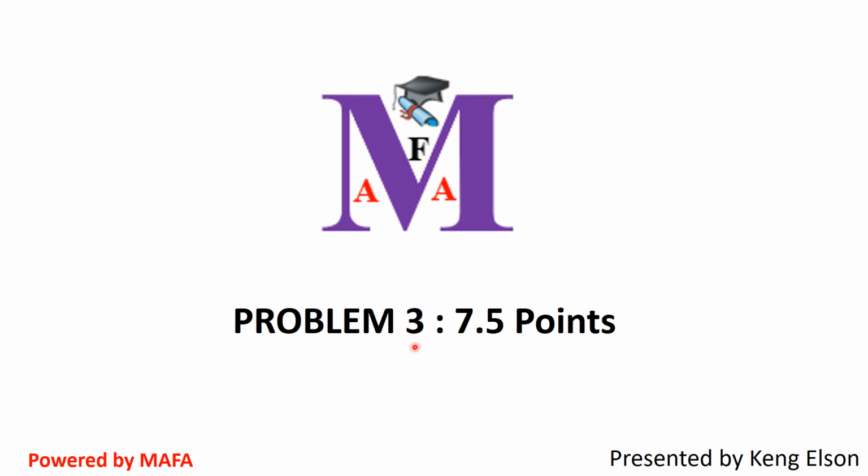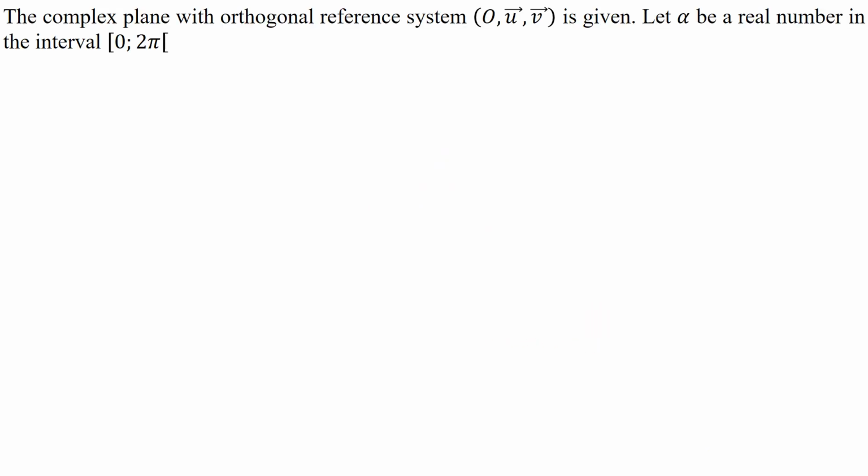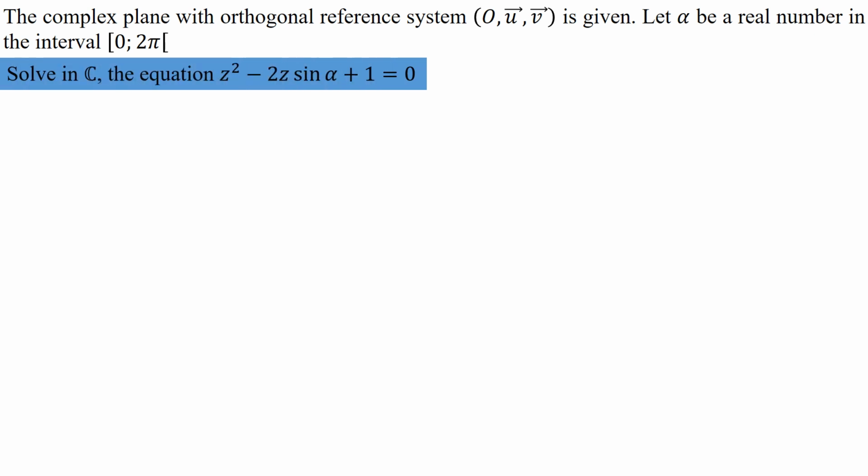Now we move on to problem 3. Problem 3 was allocated 7.5 points. Problem 3 reads: a complex plane with orthogonal reference system OUV is given. Let alpha be a real number in the interval 0 to 2 pi. Solve in C the equation z squared minus 2z sine alpha plus 1 equal to 0.